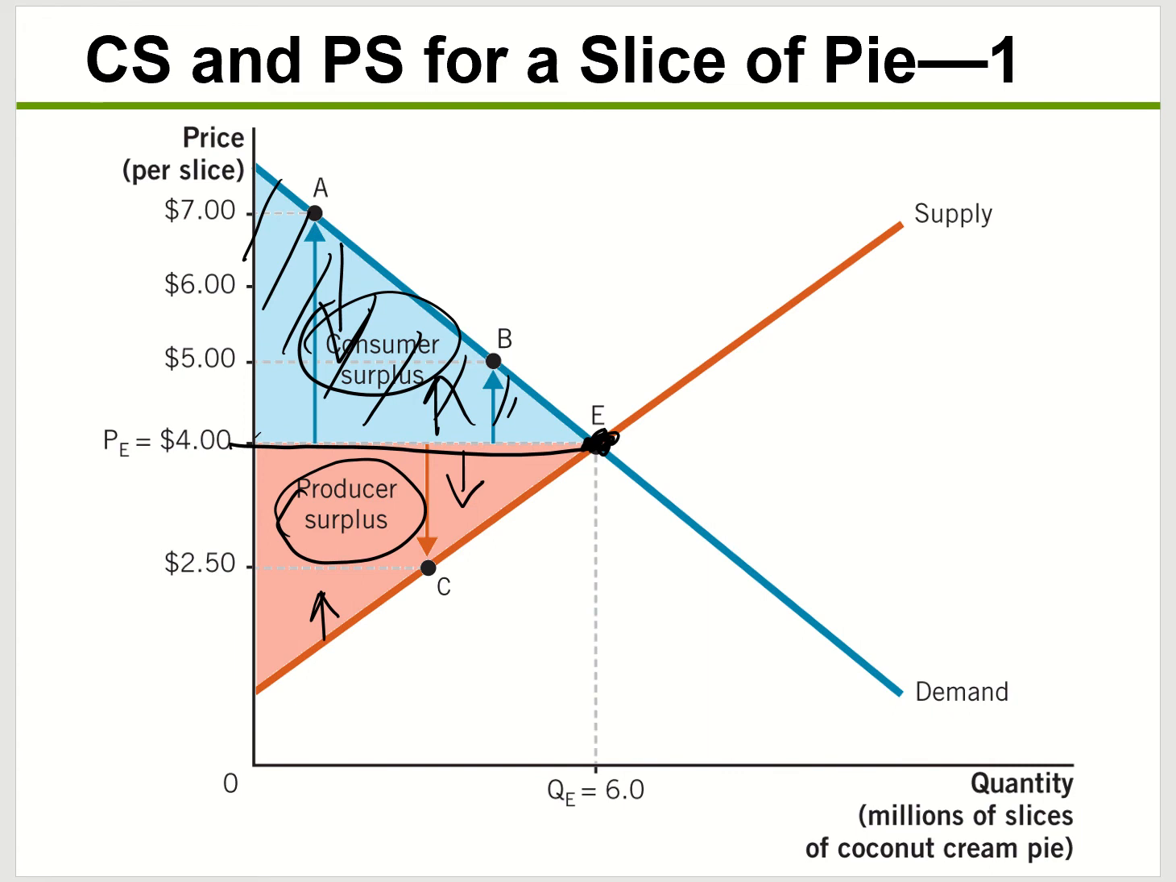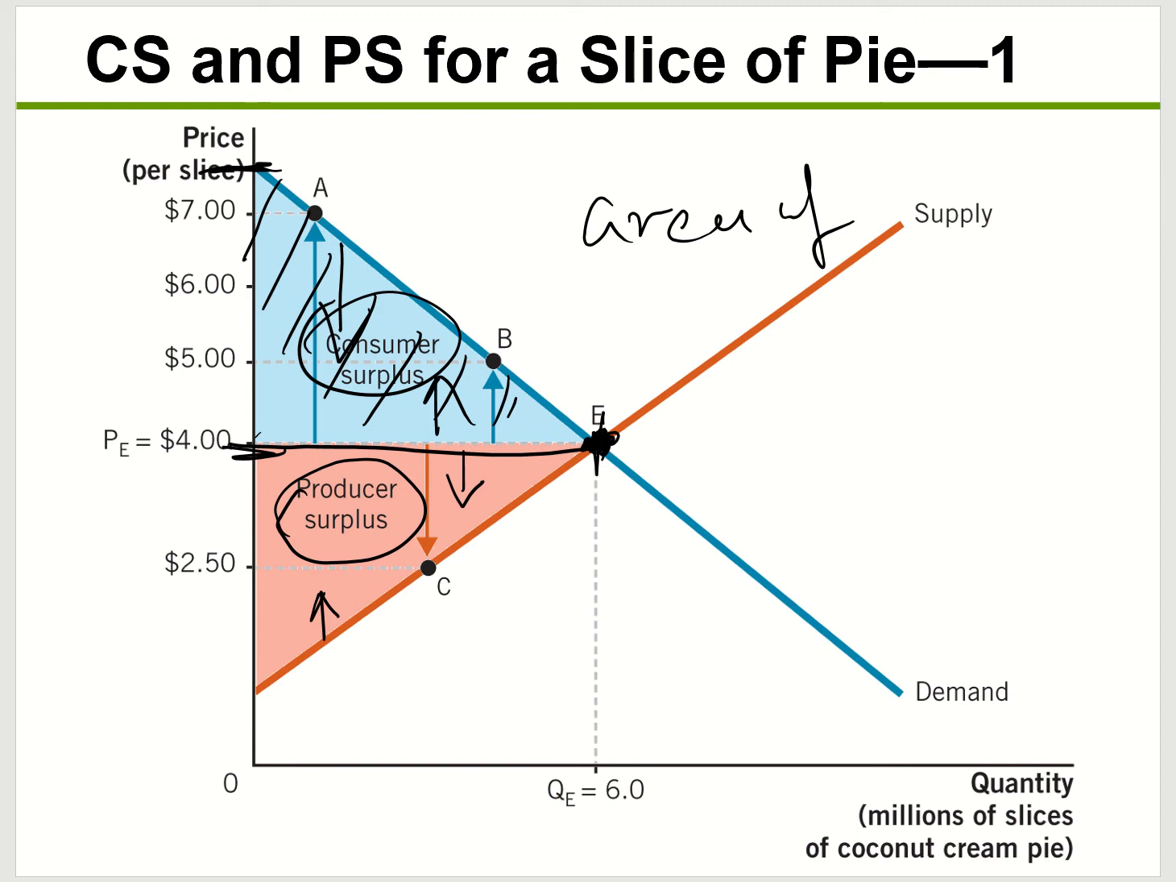Now to find the consumer and producer surplus, look at the triangle. You need to find out what is the area of a triangle. Okay, so for the blue triangle, take the vertical difference times the horizontal difference divided by 2. So base times height divided by 2. That's your area for a triangle.